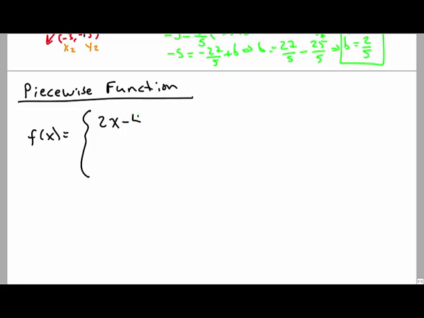So I have 2x minus 4, and this is only defined over a particular domain. So this is only for x values that are less than -1. It could be equal to -1. Then -5 is only defined for x values between -1 and 2. Notice I have equality at -1 and 2. And then I have -x for x greater than 2.